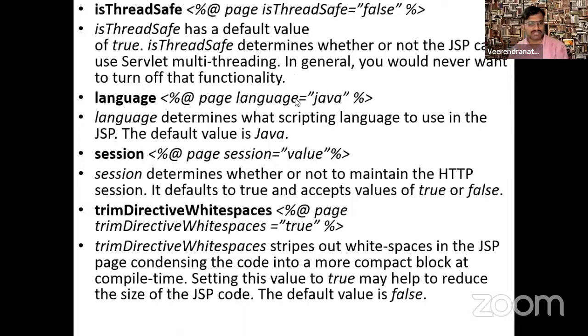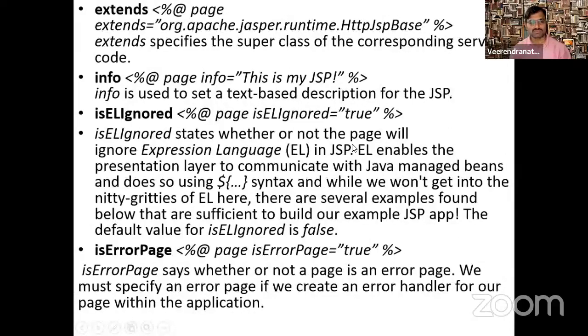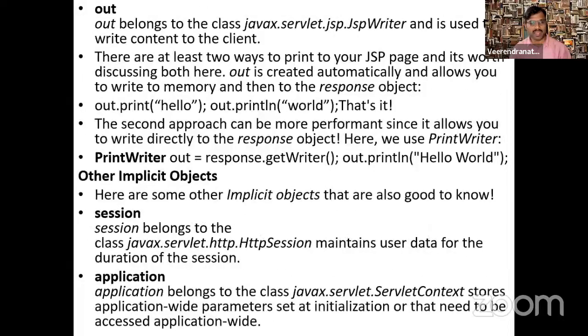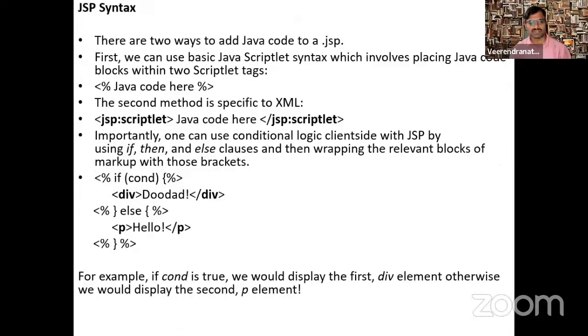Language equal to Java means we have the language set to Java. Then there is session value and trimming white spaces. These are the general things that we will be looking at in our JSP. We may not require all the attributes at a time, but depending on the situation and your web page building, you will require some of them. These are the attributes that are very much required for the application.